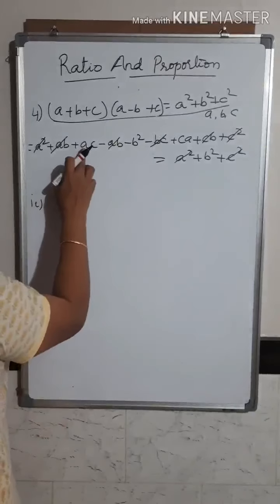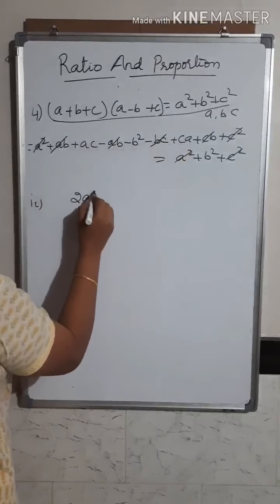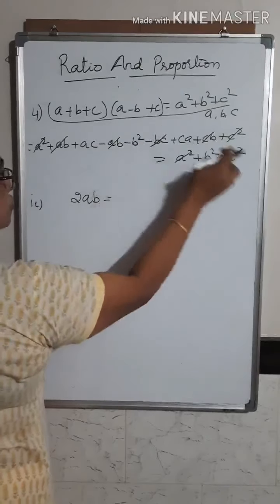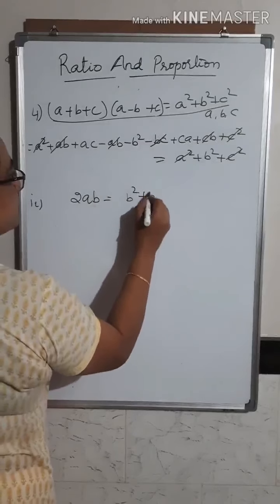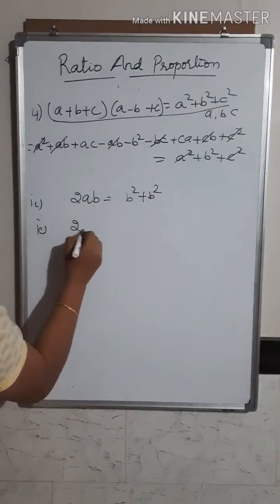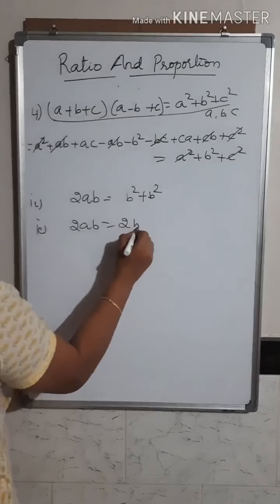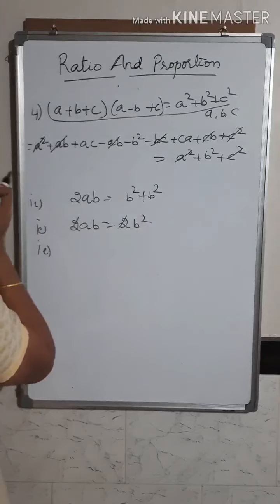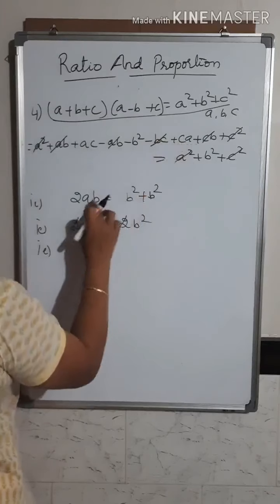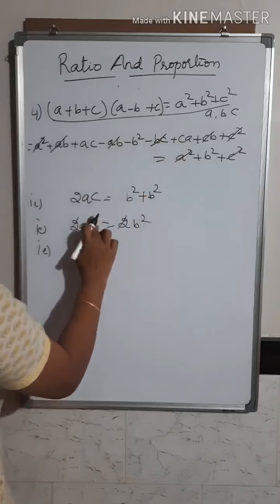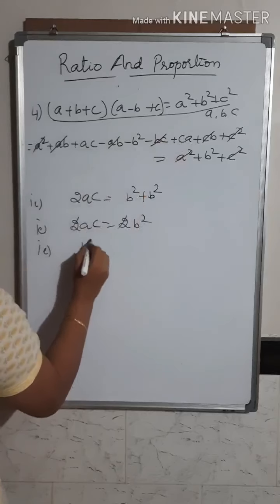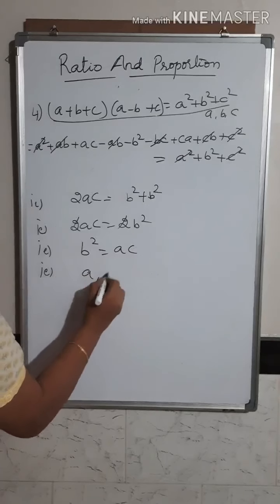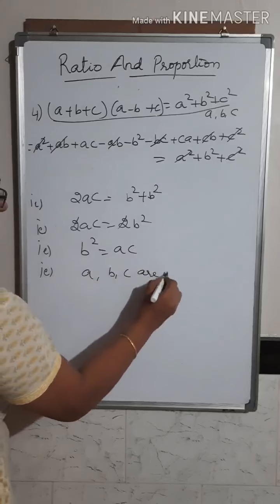So what you are left with is AC, AC, that is 2AC, is equal to, take this B square to the other side. So when B square goes to the other side, you will get B square plus B square. So you have got 2AC is equal to 2B square. Cancel 2 on both sides. So you get B square is equal to AC. When B square is equal to AC, A, B, C are in continued proportion.